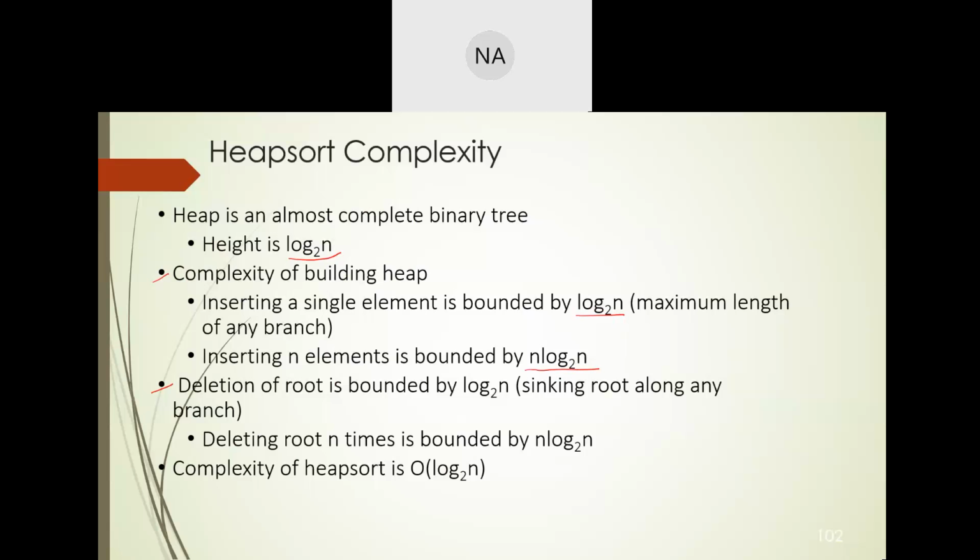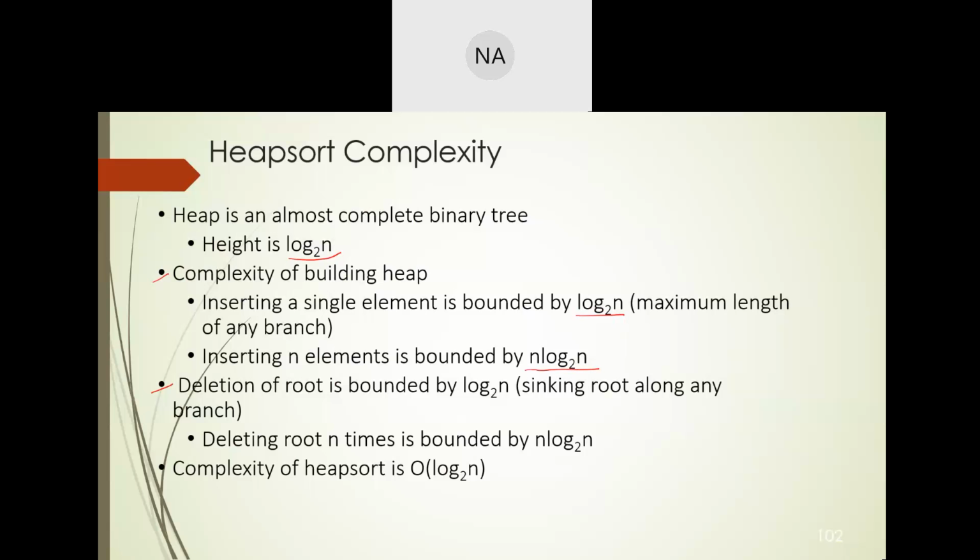Now phase 2, deleting the root repeatedly. When you delete the root once, what we do is delete the root and then take the last element of the heap and put it at the root position, and then you sink that root down to its proper position.